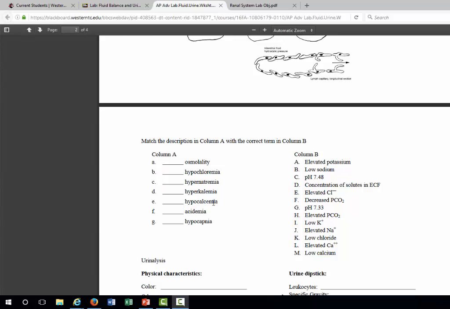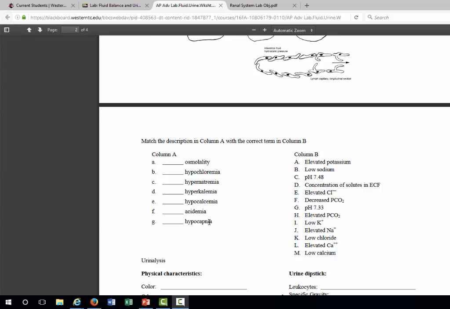Hypocalcemia, what's the ion? Calcium, and it's low because it's hypo, so letter M. And acidemia, what is that? What is the normal blood pH? That's another thing you should know. Maybe you should write it up here on the side. Yeah, 7.35 to 7.45. So which of these is acidemia? G, pH is 7.33. It's too low.